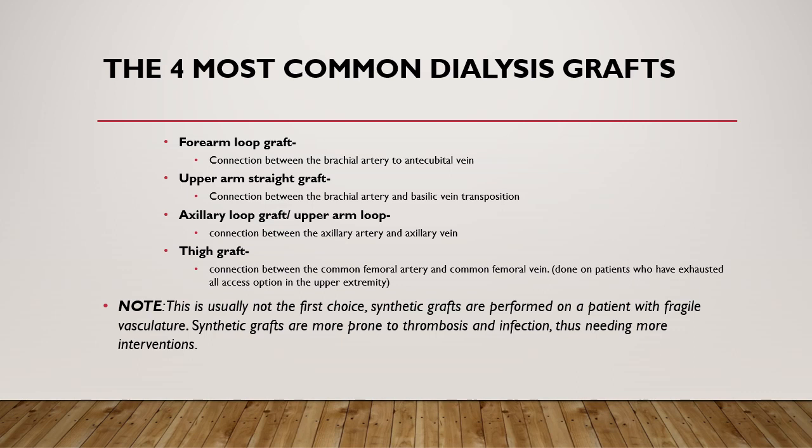You have the axillary loop graft, also known as the upper arm loop. This is a connection between the axillary artery and the axillary vein. The thigh graft, which is rarely done, is a connection between the common femoral artery and the common femoral vein, and this is performed on patients who have exhausted all access options in the upper extremity. This is usually not the first choice.